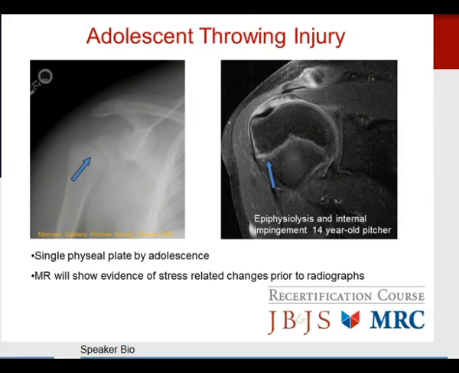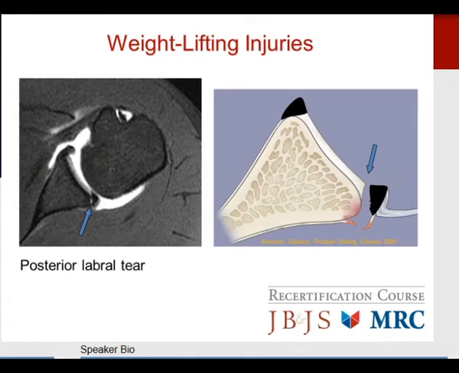And in this particular 14-year-old overhead athlete, we also see tendinosis and scuffing along the undersurface of the cuff. So this patient has not only signs of internal impingement, but early stress-related changes of the proximal humeral growth plate. A common weightlifting injury is a posterior labral tear.